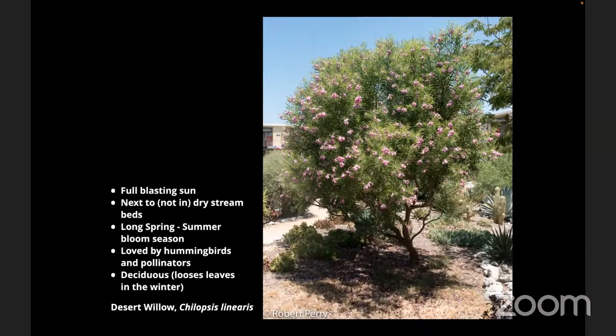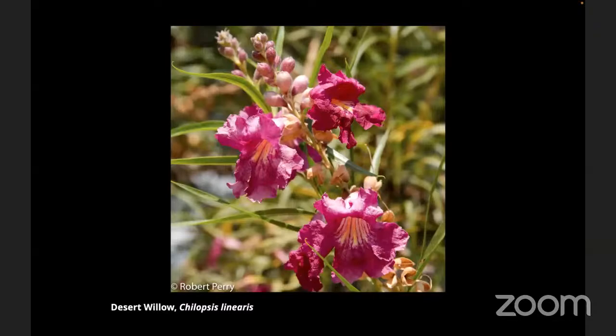And with that, that also extends the season of providing nectar for hummingbirds and pollen for pollinators and nectar for butterflies and things like that as well. And this tree is loved by hummingbirds and pollinators. It is deciduous, so it loses its leaves in the winter. And so sometimes that's great. So these are great to use in places where you want protection from the sun in the summer, but maybe are open to having a little bit more sun penetration in the winter. And so that's desert willow.